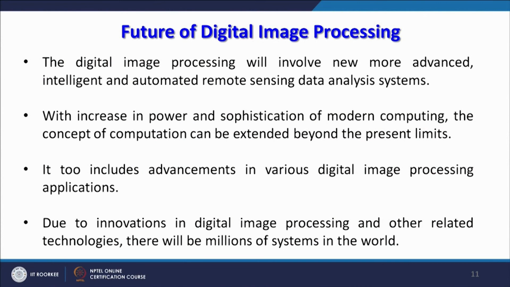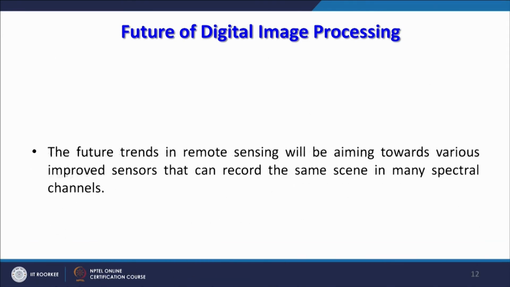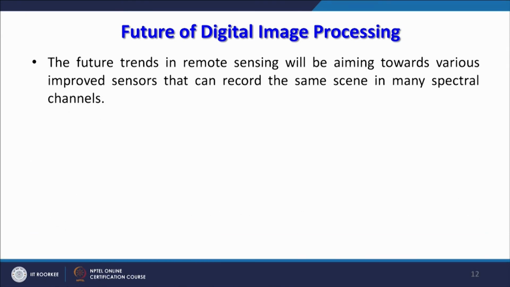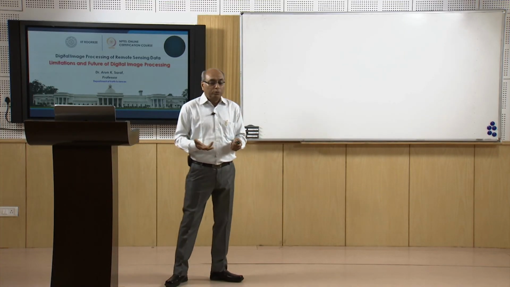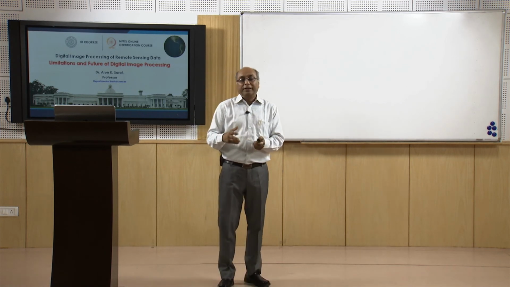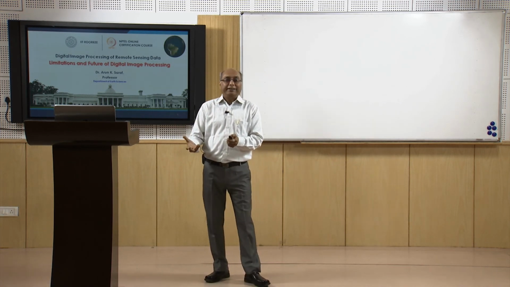digital image processing tools. Due to innovations in digital image processing and other related technology, there will be millions of systems in the world, and their integration and everything will happen. The future trends in remote sensing will be aiming towards various improved sensors. Sensors are also improving because electronics is improving. And we should be able to see more spectral channels, as we are seeing in hyperspectral. But currently there is only one satellite in hyperspectral and the swath width is very narrow.